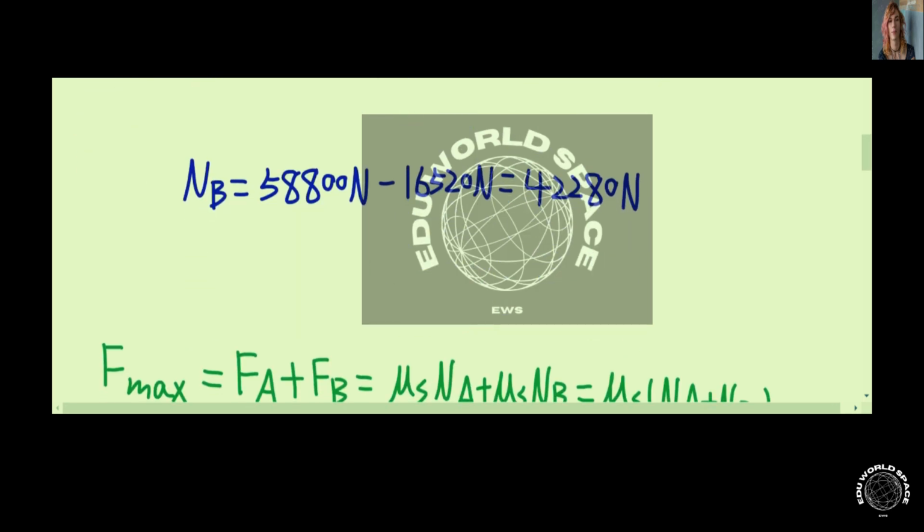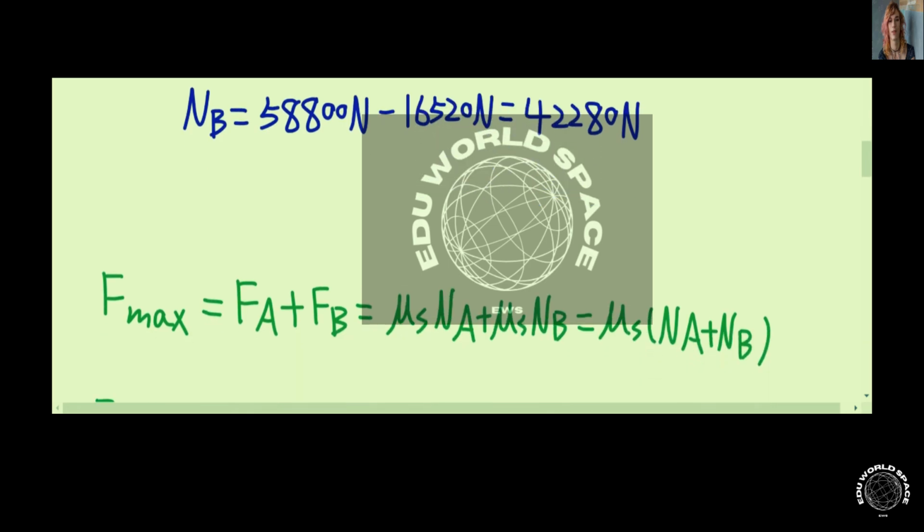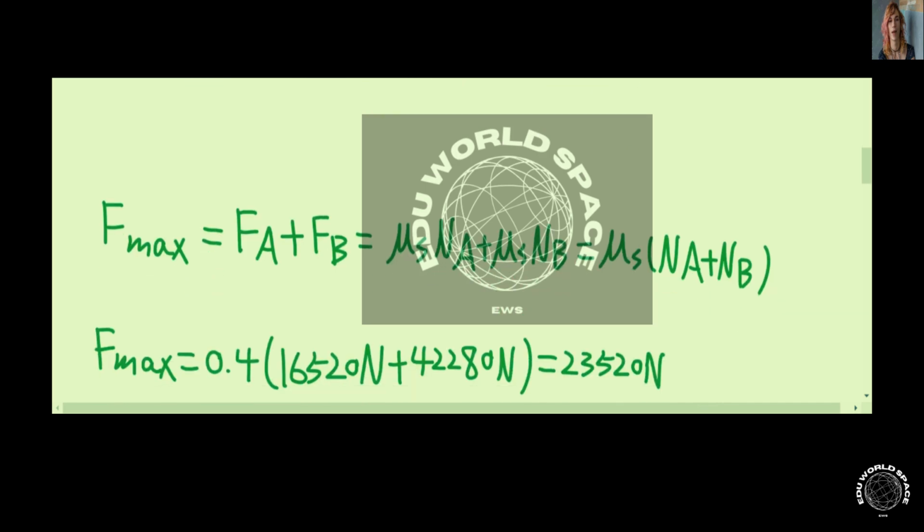So now in order to determine if the car is going to move or not, we need to compare the horizontal force, which is 10 kilonewton, with the maximum friction in this question. So we know the maximum frictional force can be equal to the friction force at point A plus the friction force at point B. And the friction force in this case, we know, is the static friction. So we'll have mu s NA plus mu s NB is equal to mu s times NA plus NB.